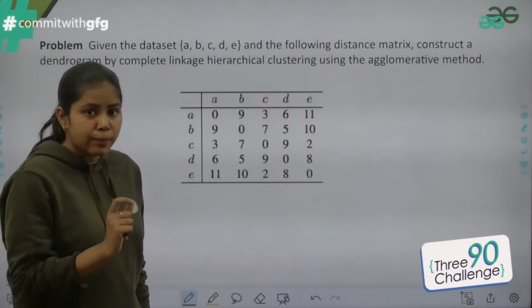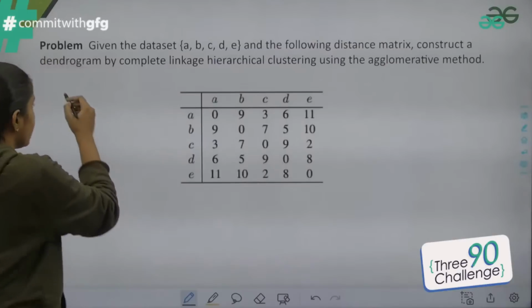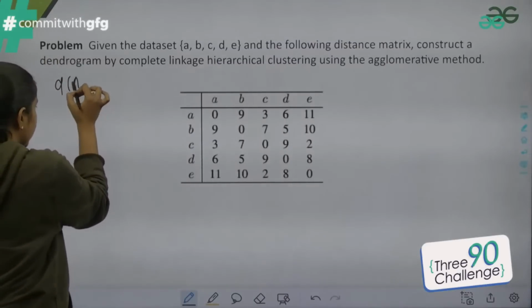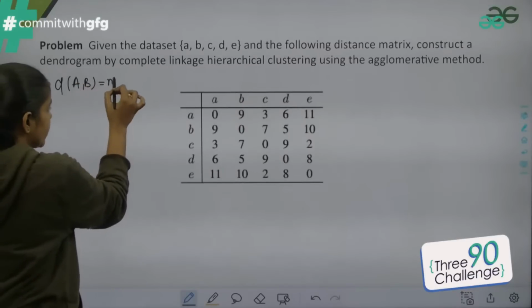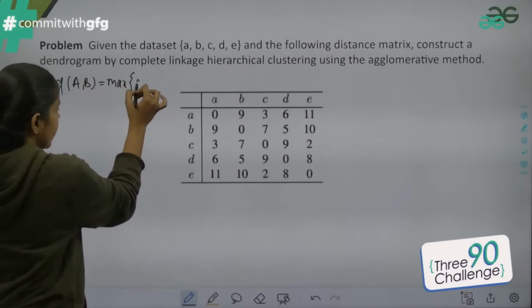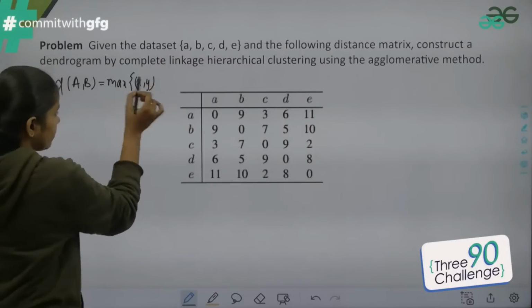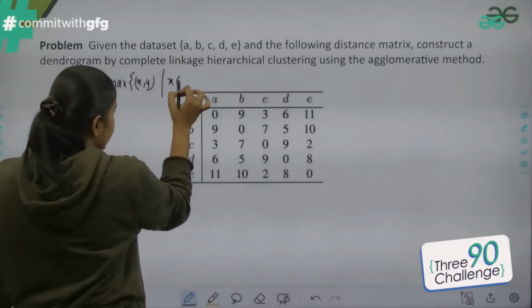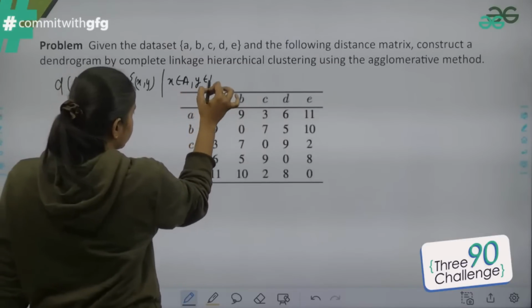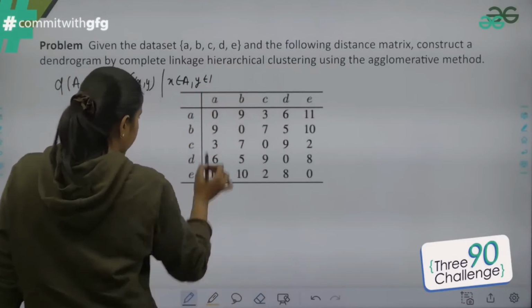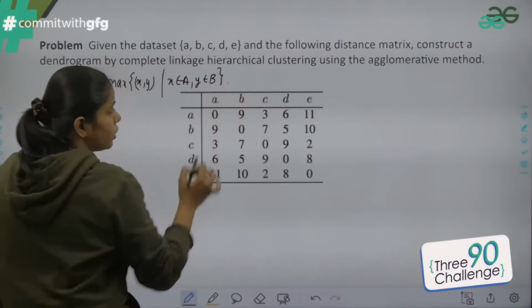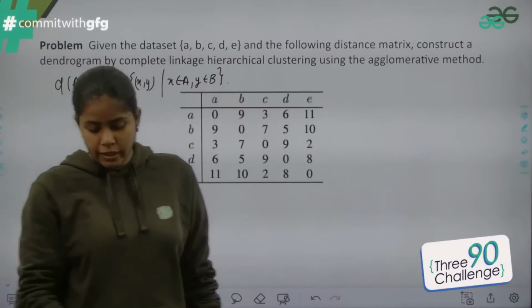So we have to take complete linkage hierarchical clustering. In complete linkage hierarchical clustering, we have to take D of A, B, which is the maximum distance between x comma y, such that x belongs to A and y belongs to B. So we have to take this to find out hierarchical clustering. So let's use that and try to draw a dendrogram.